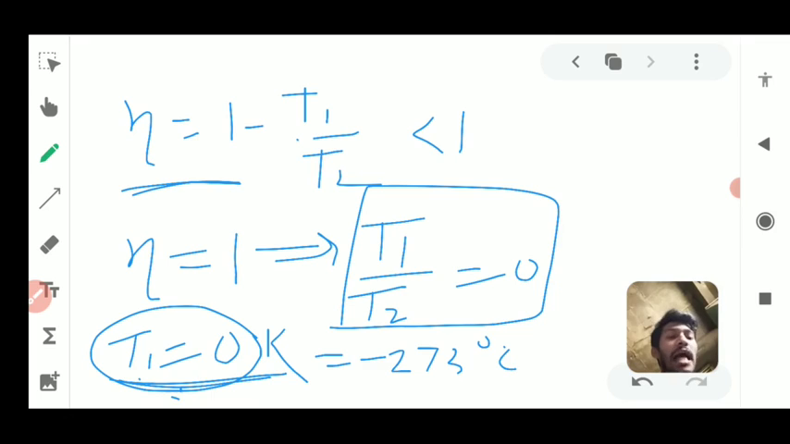There is one other case which many of us will not discuss. That case is T2 is infinite. That is also not possible, because to get infinite temperature we have to provide a large amount of heat, and that is not an efficient way to drive a car or a bike. So in any case we are not getting efficiency equal to 1.